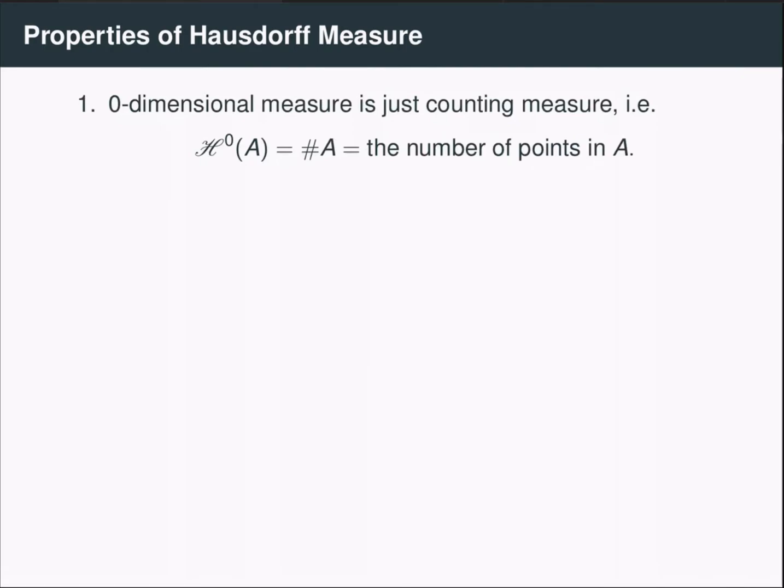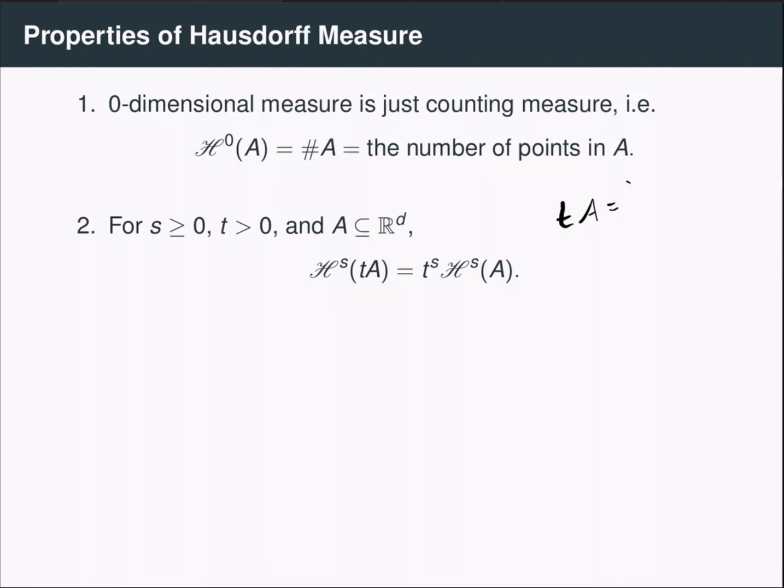We now go over a few useful properties of Hausdorff measure. So first of all, the zero-dimensional Hausdorff measure is just counting measure. Secondly, Hausdorff measure in Euclidean space satisfies the following homogeneity property. So for a number t bigger than 0 and a subset A of Euclidean space, if we define tA to be the set of all multiples of things in A, so tA is the set of t times x where x is in A, then the Hausdorff measure of tA is equal to t to the s times the Hausdorff measure of A.